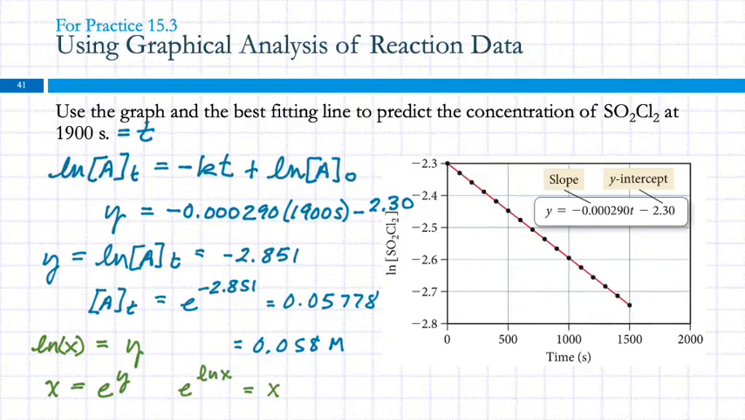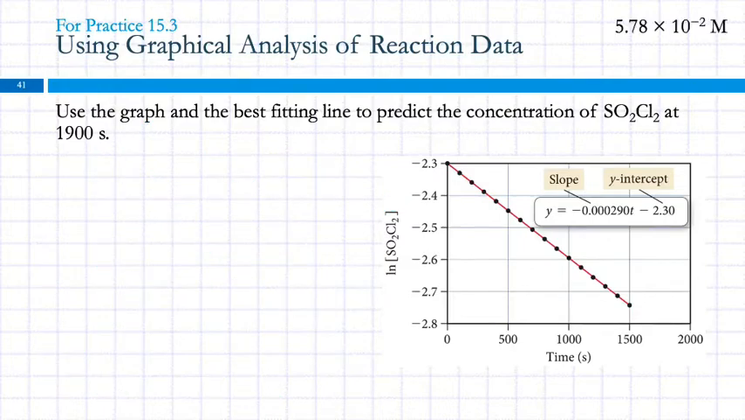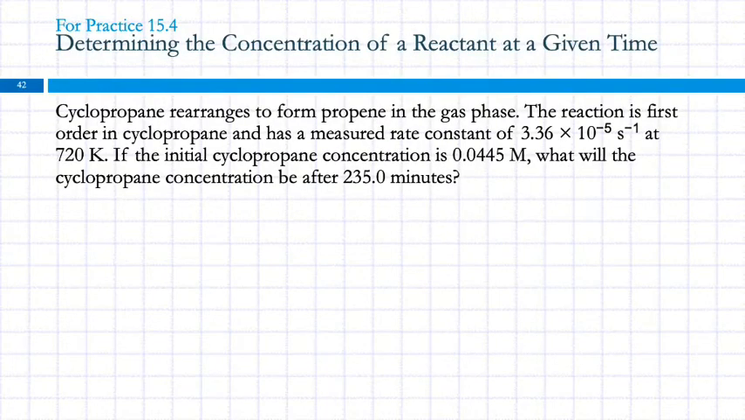SO2Cl2 is too many digits, so we often just use A. It's just the concentration of A. Okay, thank you. Anybody else? Questions? They use 3 sig figs, 5.78 times 10 to the minus 2. Okay, let's do another one.